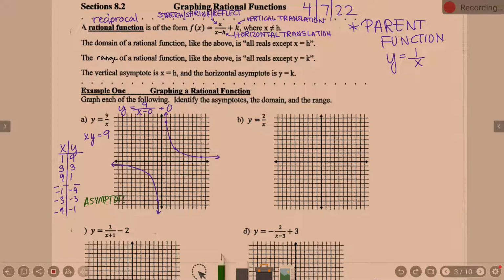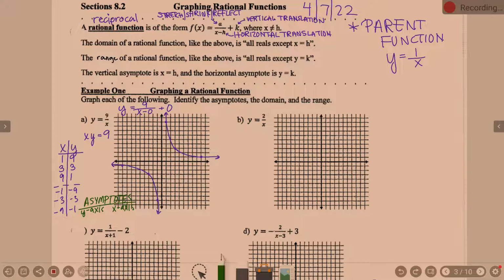Asymptotes. One asymptote is the y-axis. The other asymptote is the x-axis. However, I'm not going to give you full credit if you just tell me x-axis and y-axis. Math Excel absolutely will not go for just x-axis and y-axis. What are those equations?